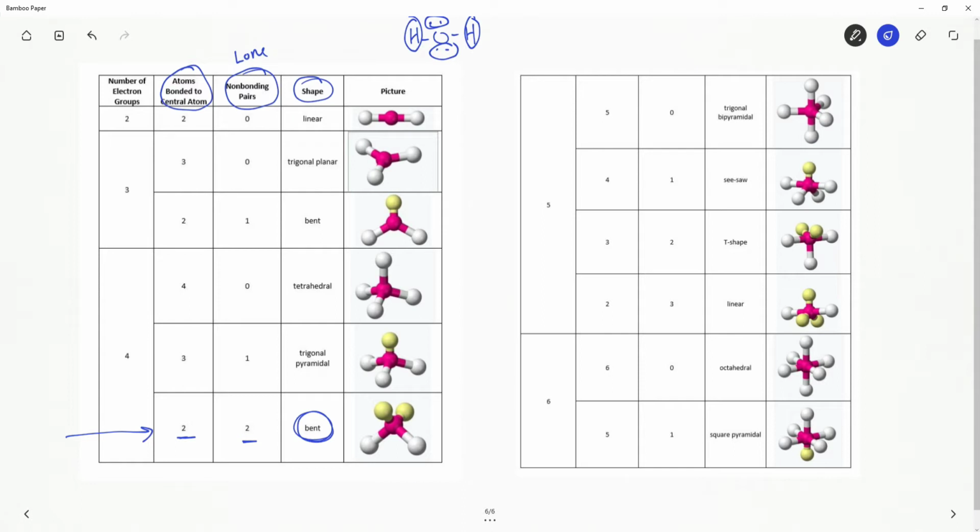Now this table includes pictures to help you visualize in 3D space, where these yellow circles here are actually lone pairs, and the white spheres down here are your hydrogen atoms. But let's see what happens when we have double bonds to deal with.